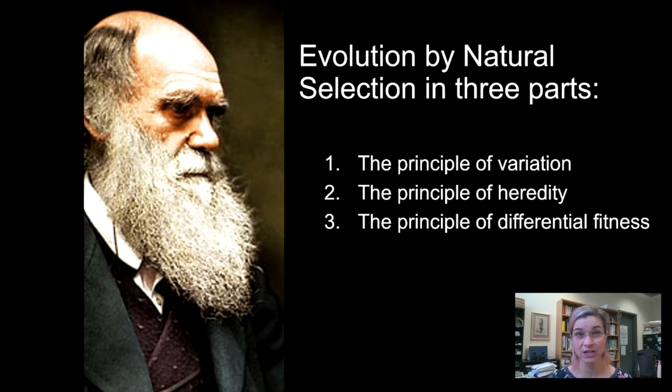First, the principle of variation. Organisms vary. 2, these variations are passed from parent to offspring, so the principle of heredity. And 3, the principle of differential fitness. So not all individuals survive. Some are more fit. They are better able to reproduce because of their variation.